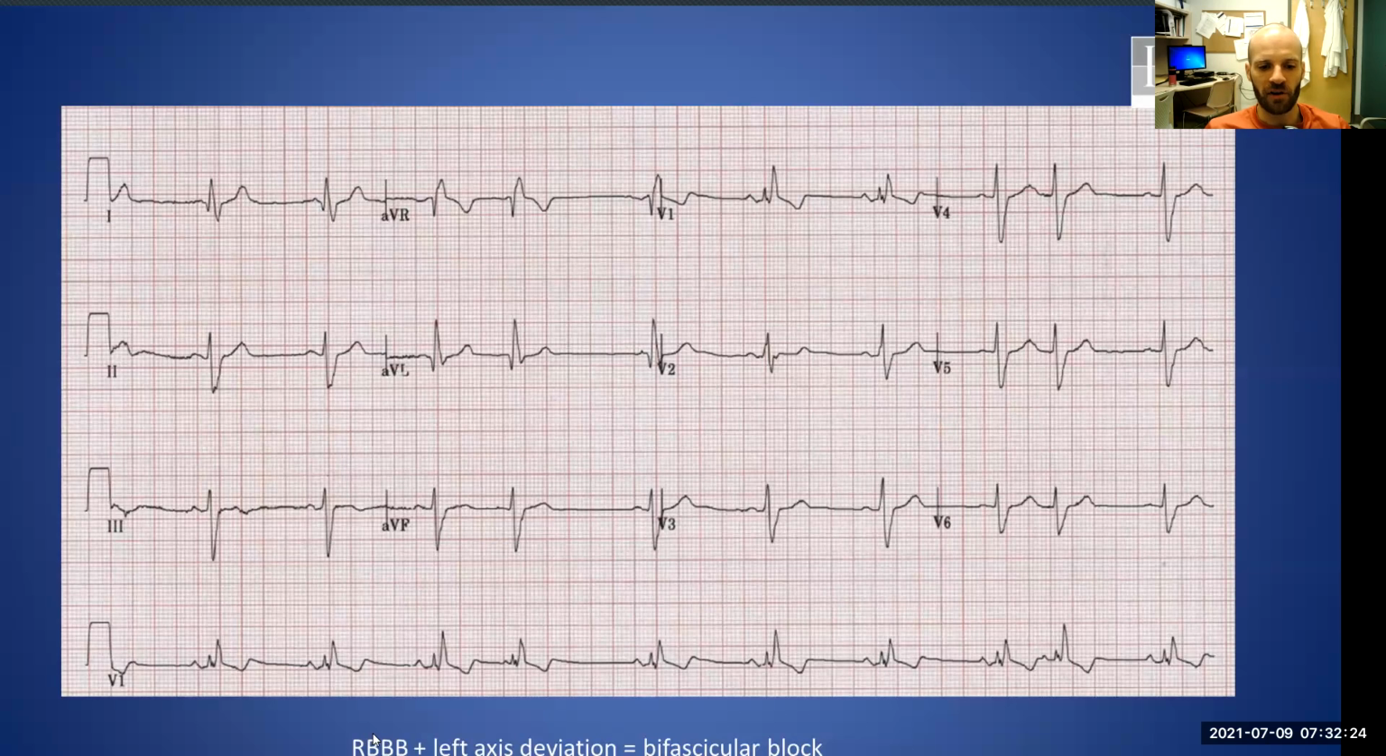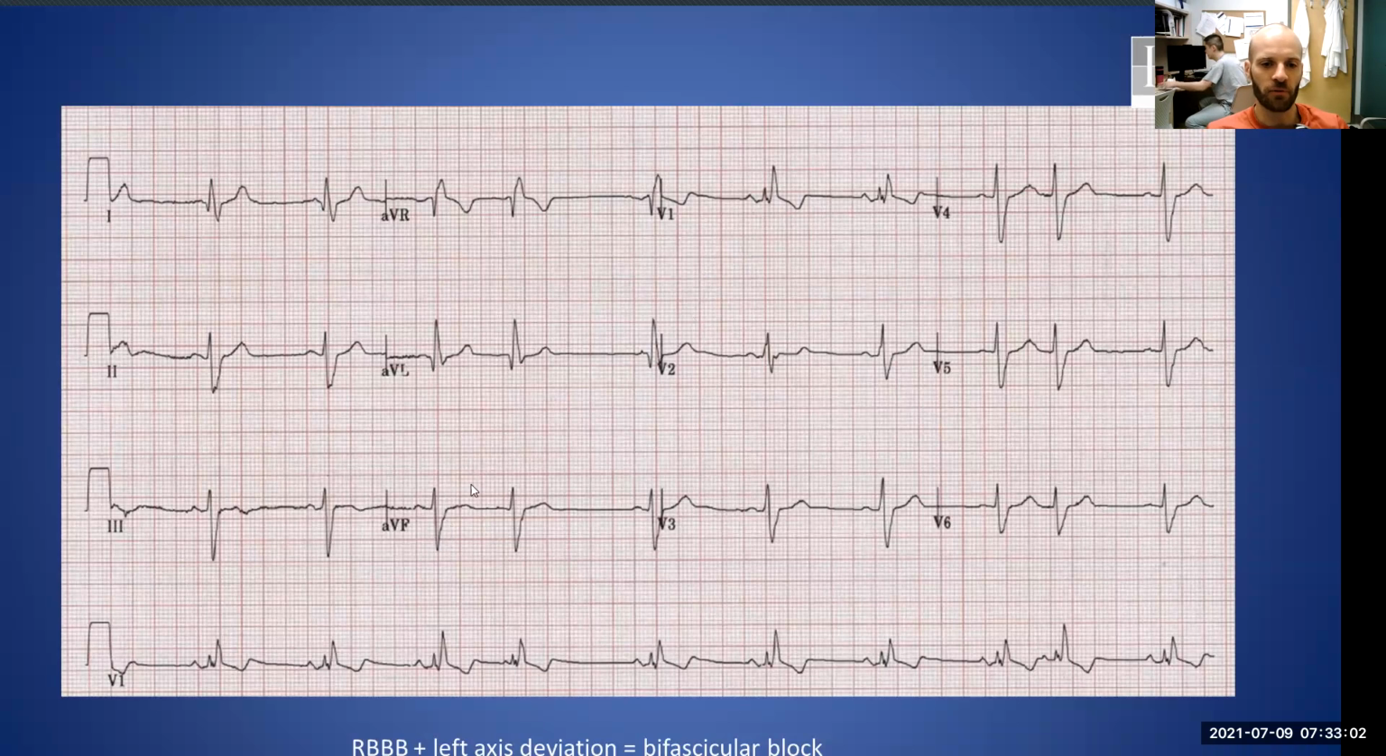You can also get right bundle branch block with different things going on at the same time. So in this case, we've got right bundle branch block, broad QRS complexes, RSR prime pattern, S waves in the lateral leads. But in addition, what do you think is going on with the axis here? So the axis here, we're positive in lead 1, negative in lead AVF. That suggests our axis is going up in a northeasterly direction. So we've got left axis deviation.